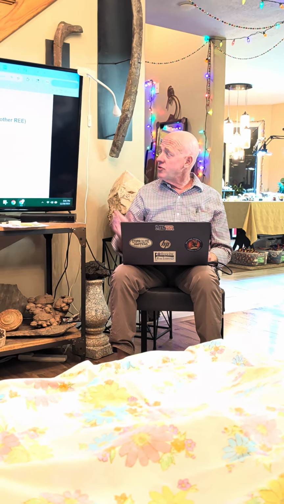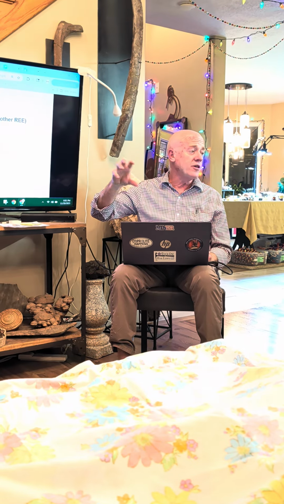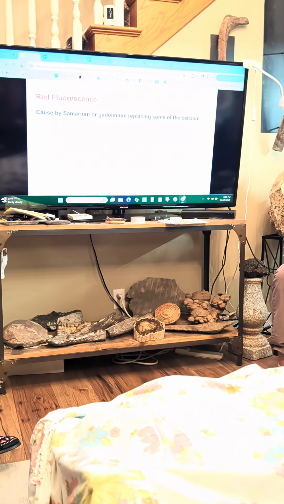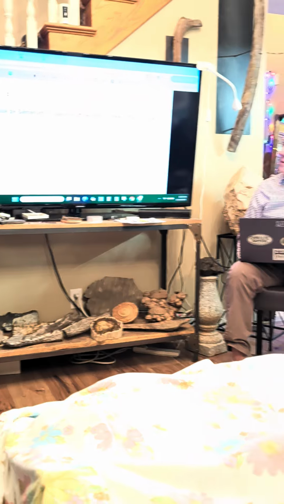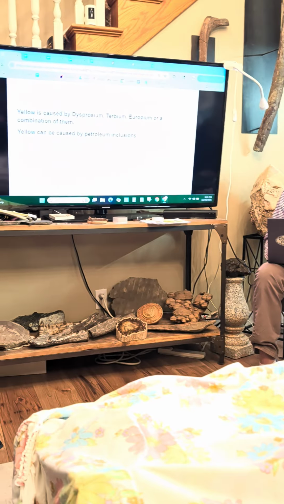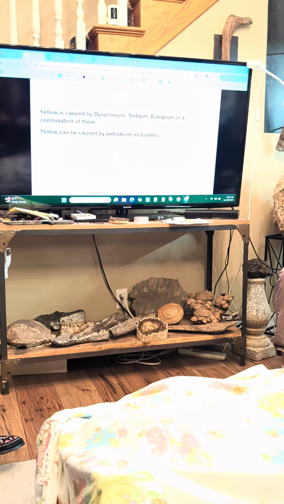Blue fluorescence is caused by europium, which is one of the rare earth elements. Whenever the rare earth elements are in there that cause the color change, it's replacing the calcium, not the fluorine. Red fluorescence is caused by samarium and gadolinium. Yellow is caused by dysprosium, terbium, europium, or a combination of any of those three.